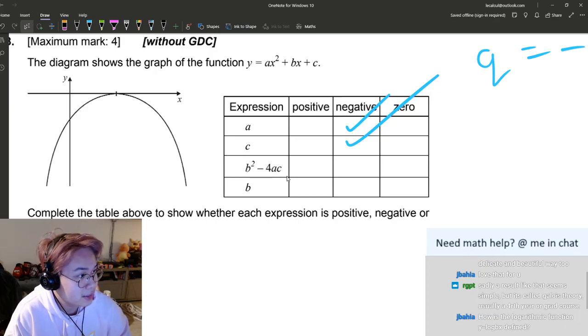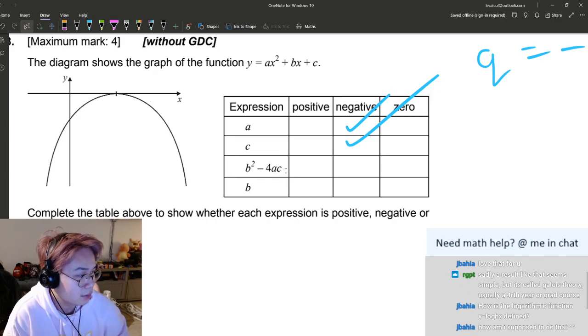B squared minus 4ac is the discriminant. This has to do with the existence of the roots. As you can see here, we have one real root, which equates to the discriminant being 0.